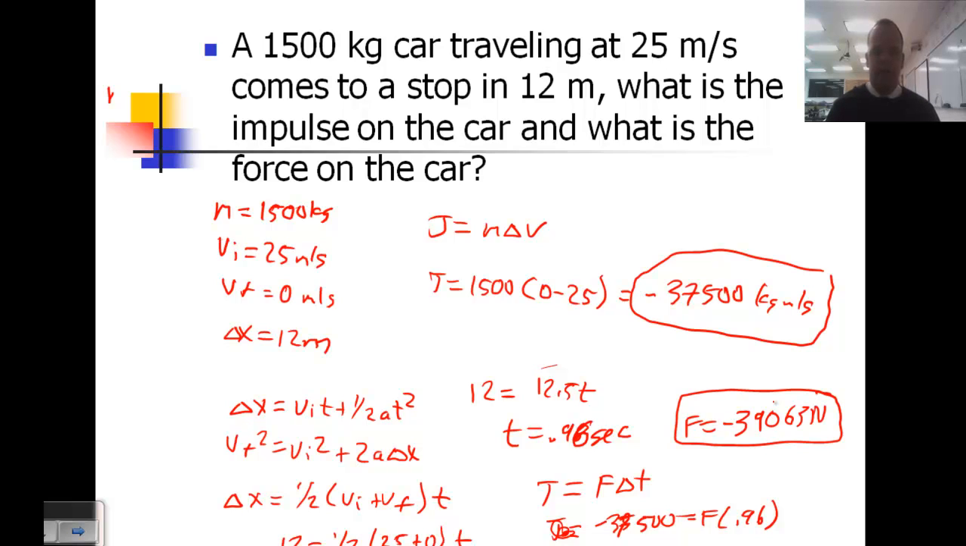Okay, so a number of different problems that allow us to look at momentum and impulse. And you can also solve many of these problems using Newton's laws, which is what we learned in the first semester.